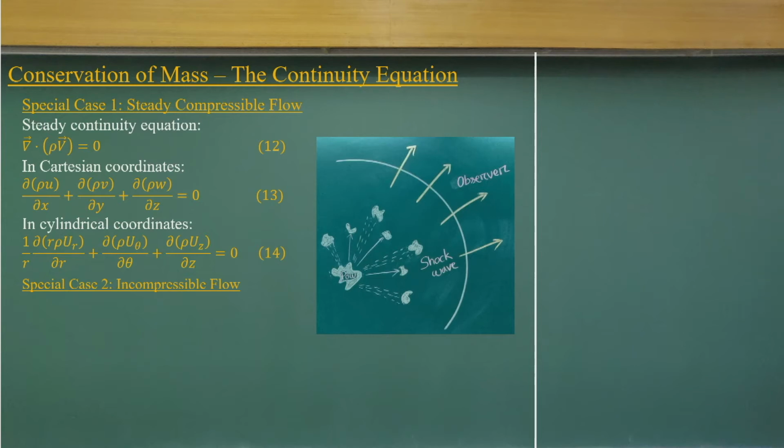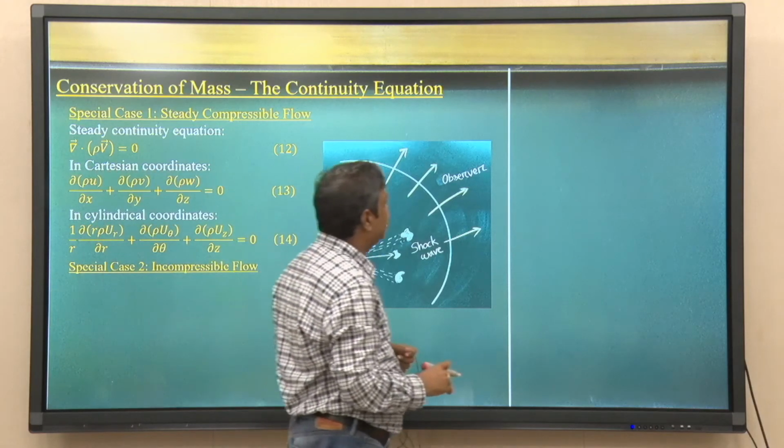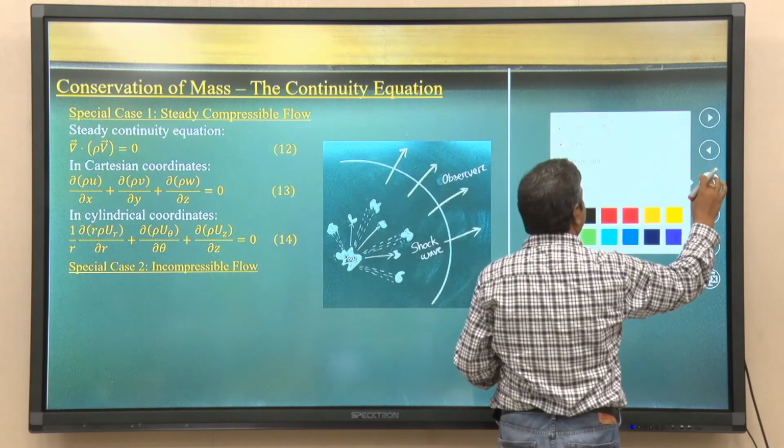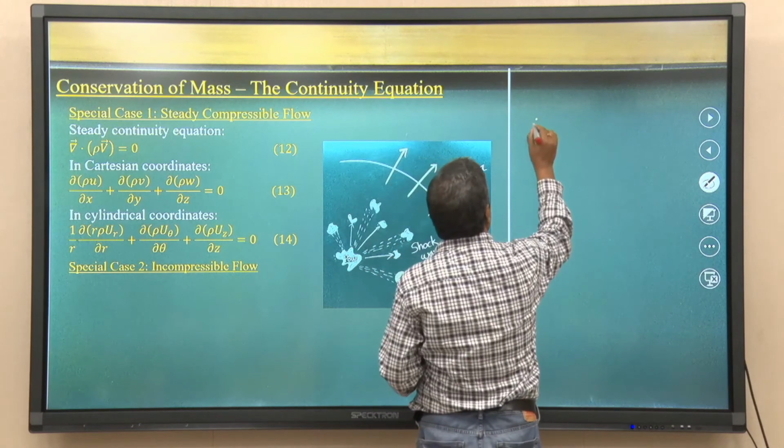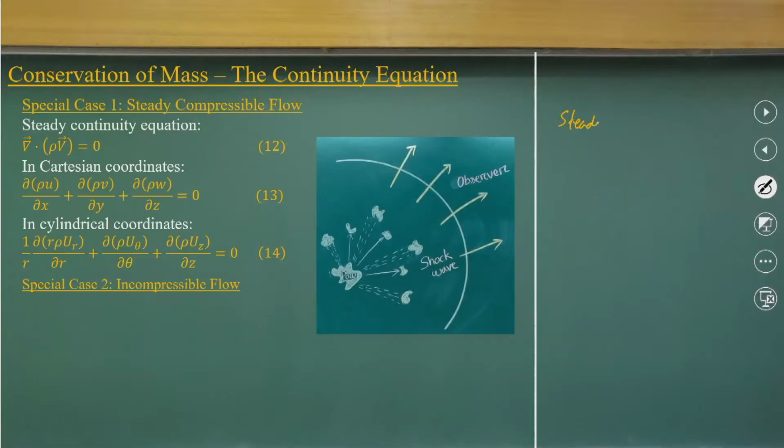If you look at these components, as I am explaining to you, for a steady compressible flow, what are we getting? The basic equation is zero. Okay. What do we mean by that?